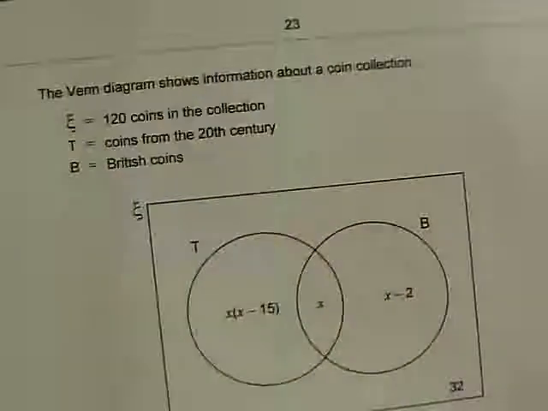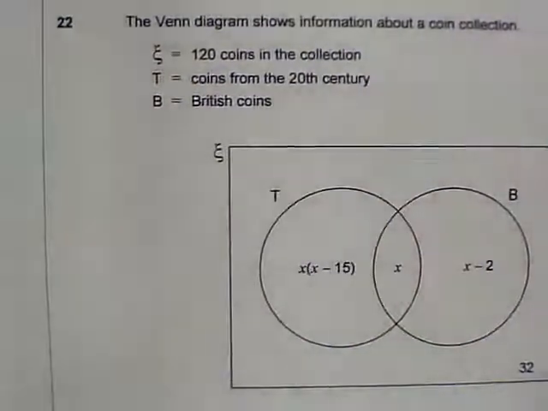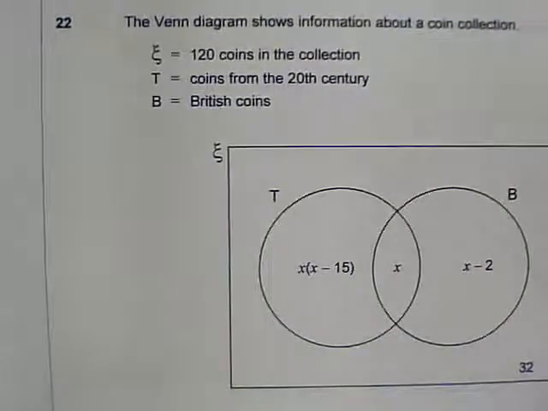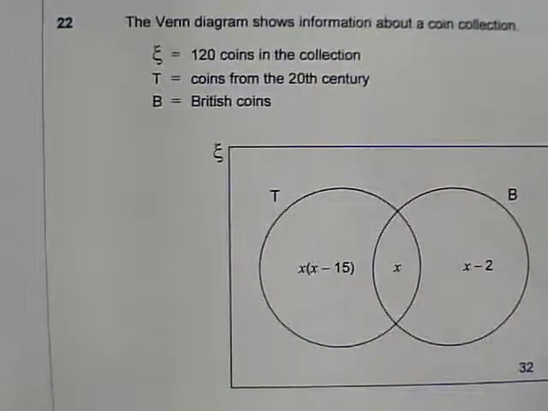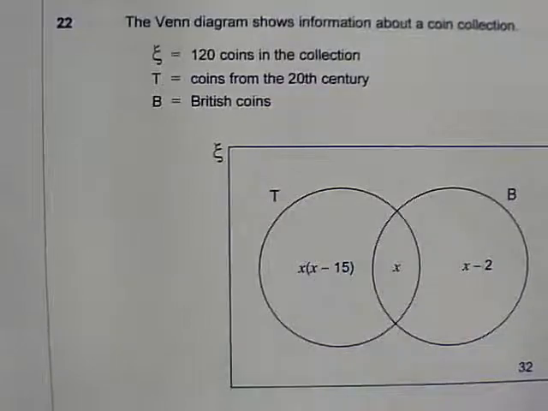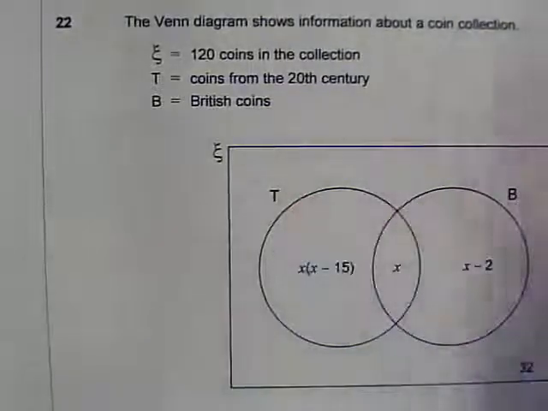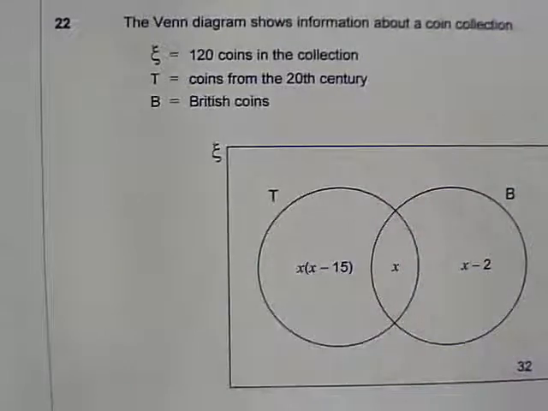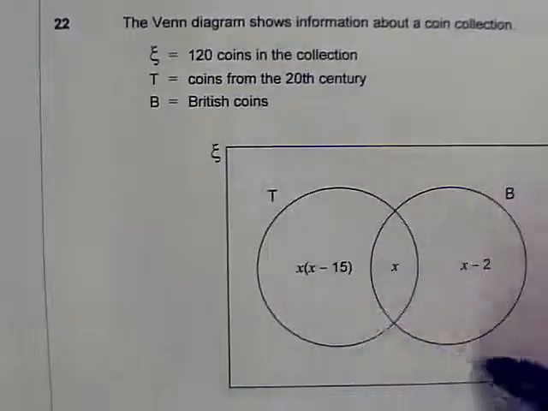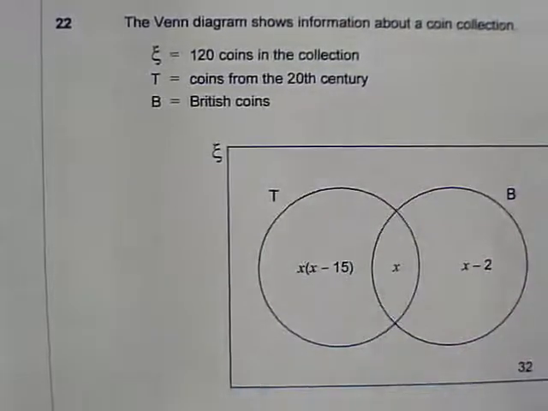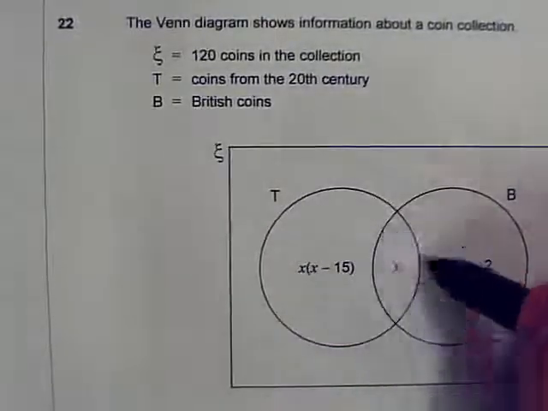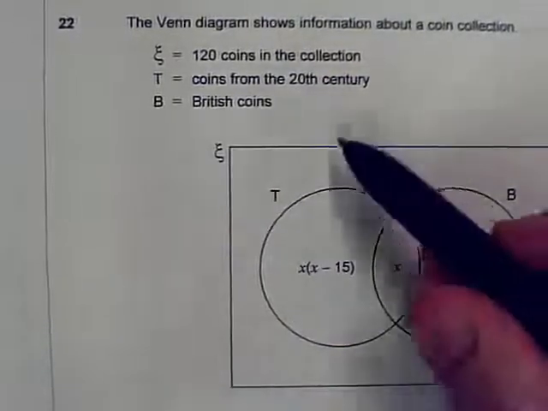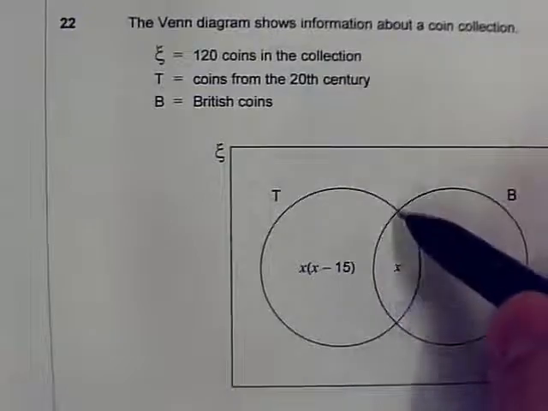Okay, question 22 is a Venn diagram question. It says a Venn diagram shows information about a coin collection. We know there's 120 coins in the collection. T, which is this region here, represents coins from the 20th century, and B represents British coins. And the bit in the middle represents coins that are both from the 20th century and British, as they overlap.